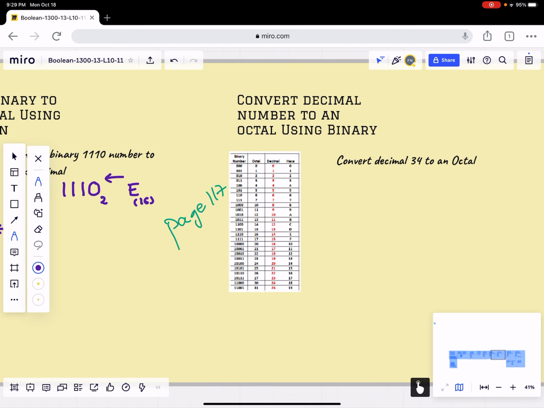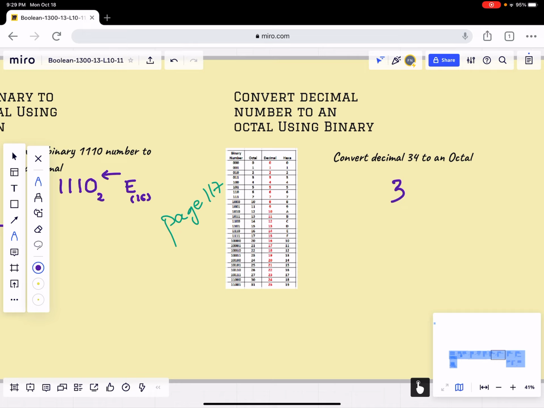Page 117, how to convert from decimal number to an octal using the binary. So you are given 34 as the decimal number, so I write out 34. That is the base of 10 decimal number, and you want to convert to octal. So you know octal has 3 bits for its single number, using the binary.